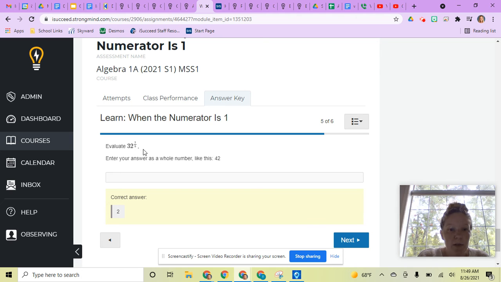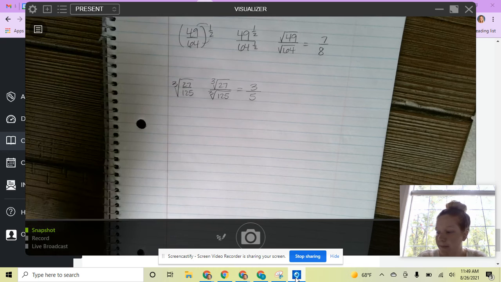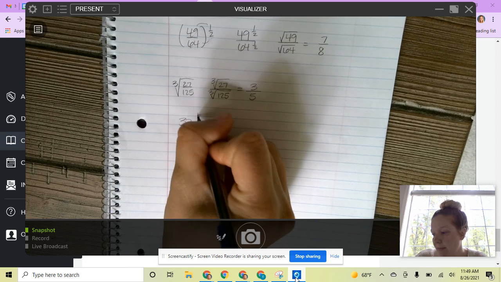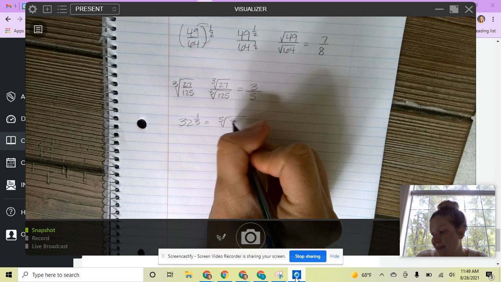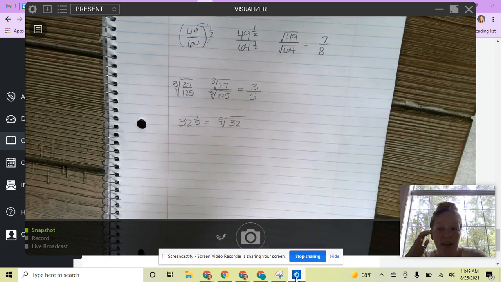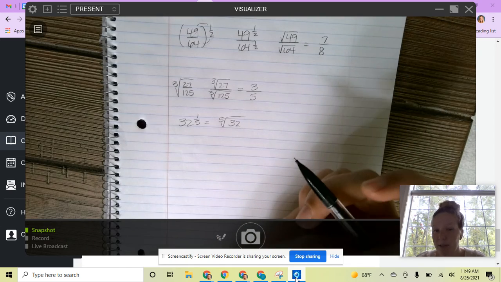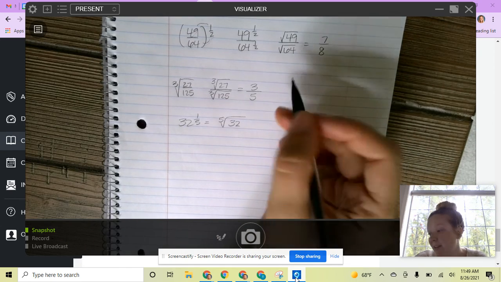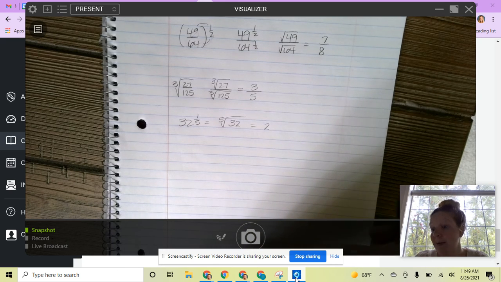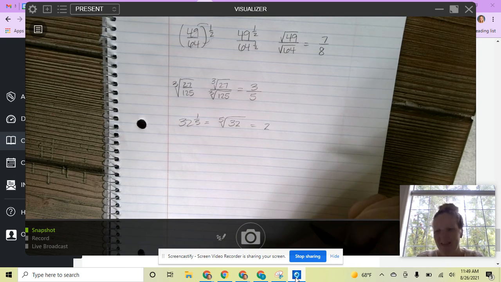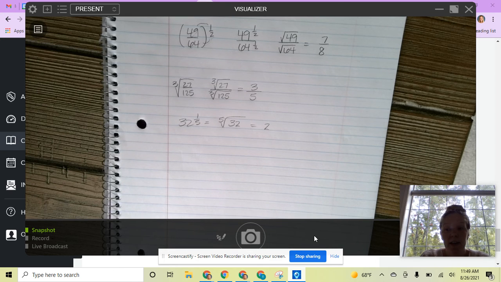Evaluate 32 to the 1/5 power. That's the same as the fifth root of 32. So something times itself 5 times has to equal 32. It's got to be something really small, and what it happens to be is 2. If you do 2 times 2 times 2 times 2 times 2, you get 32. And remember, you can use your calculator or the online calculators, whatever works best for you.